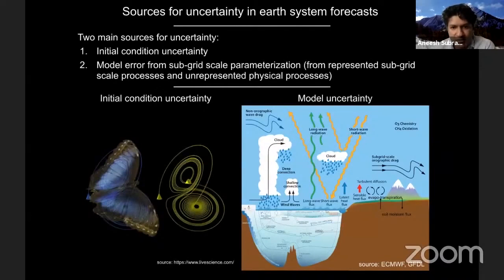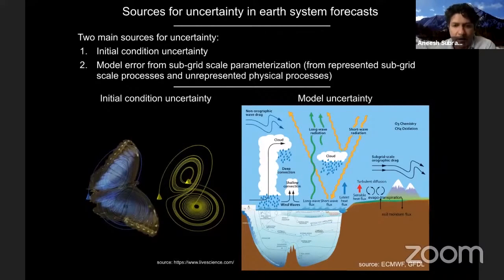So what are the sources of uncertainty in forecasting systems? One type of uncertainty is the initial condition uncertainty. A lot of you might be familiar with this in terms of what's commonly known in the literature as the butterfly effect. Small changes in initial conditions can lead to large changes in the solution at a longer lead time. So representing that uncertainty in our initial conditions of the model is key.